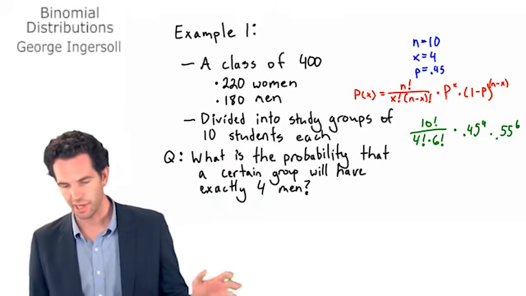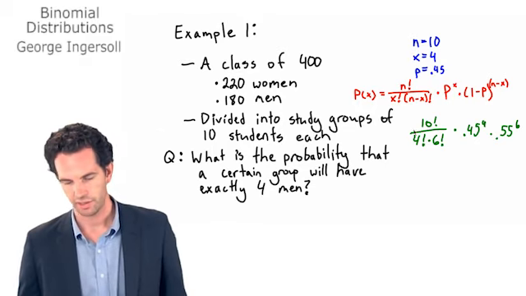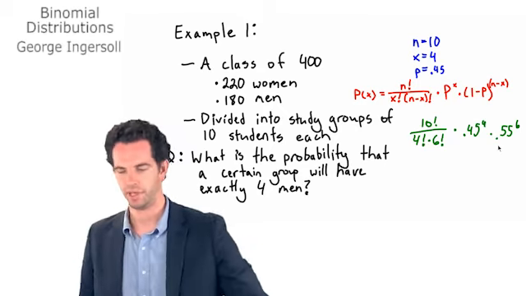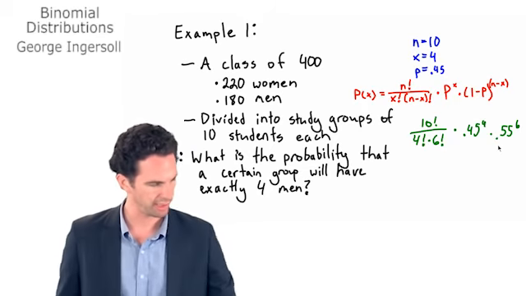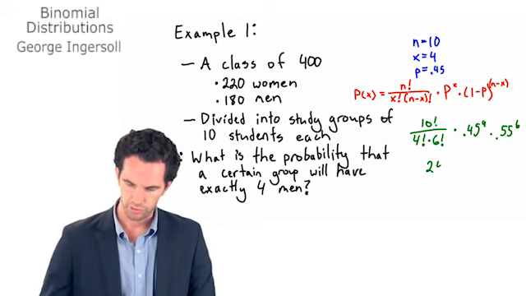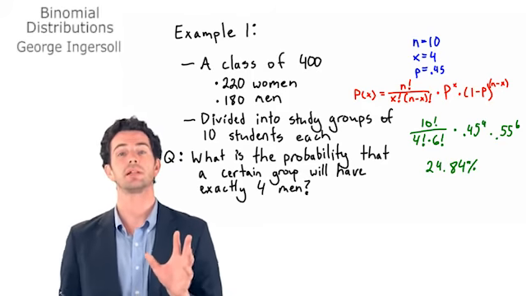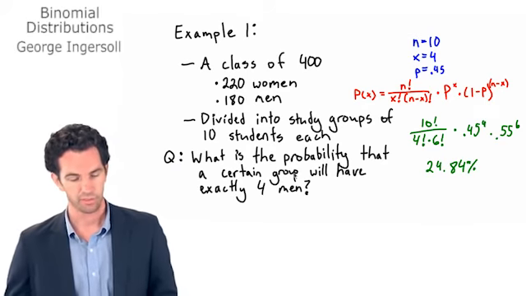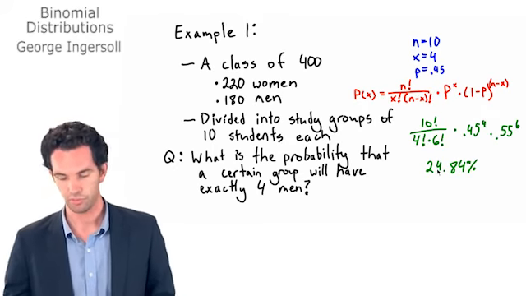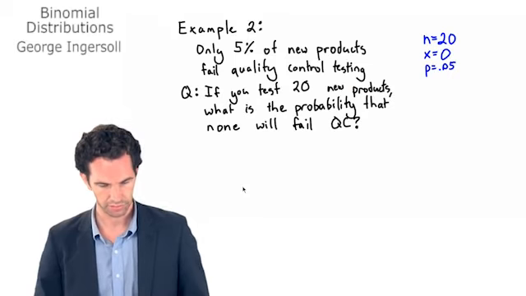And if you do all these calculations, essentially you can simplify this. This ends up being like 210. Multiply the whole thing out. You get some value. I'm not going to do it on my calculator right now. You get a value of 24.84%. What does that tell us? That tells us the probability that a certain group will have exactly 4 men. It's 24.84%. Let's move on to our next example.